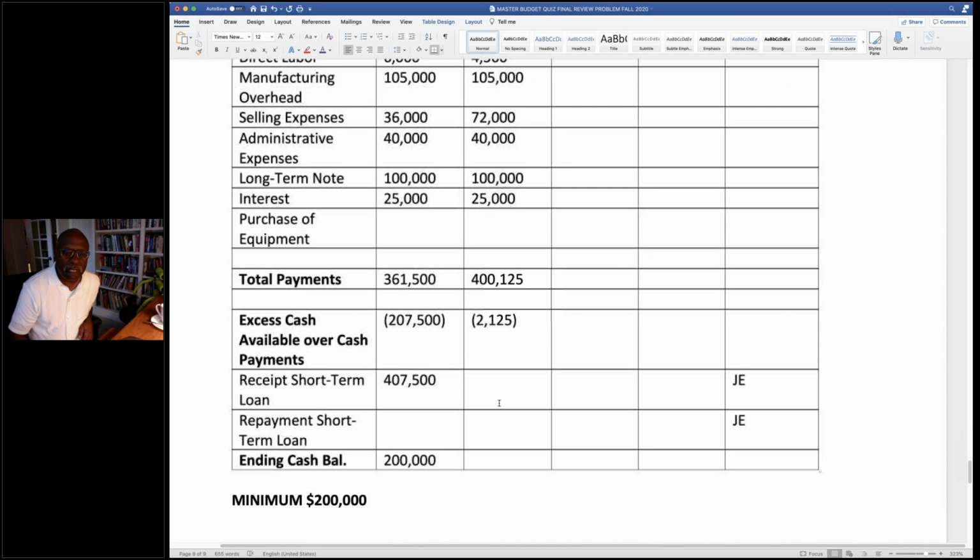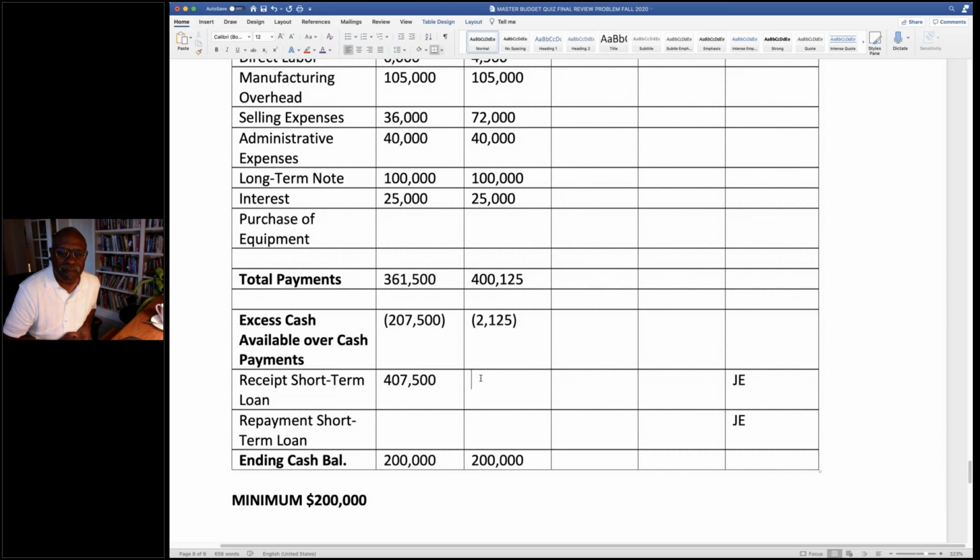And therefore, how much of a short-term loan do we need this time if this number is going to be 200,000? How much of a short-term loan do you need? How much of a short-term loan do you need?